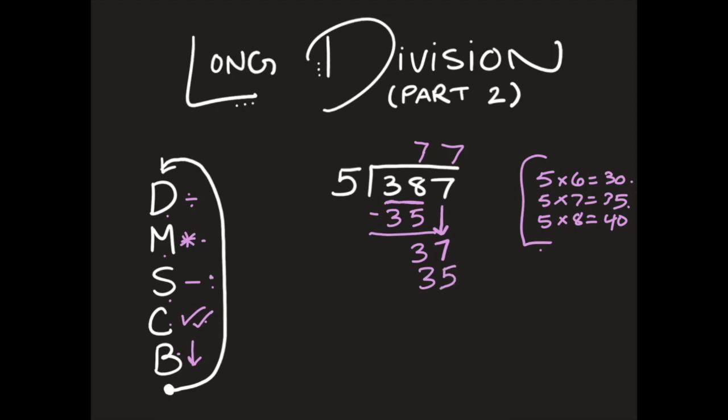And now I'm going to subtract. 37 minus 35 equals 2. I'm going to check. Is 2 smaller than 5? Yes. Do I have anything left to bring down? No, I do not. So this down here is what I have left over. That is going to be my remainder. So I'm going to put a little R up at the top, remainder 2. That's how many I have left over. So my answer is 77, remainder 2.